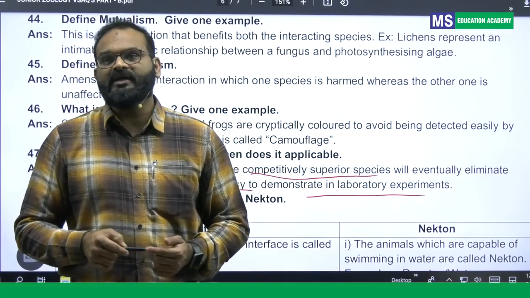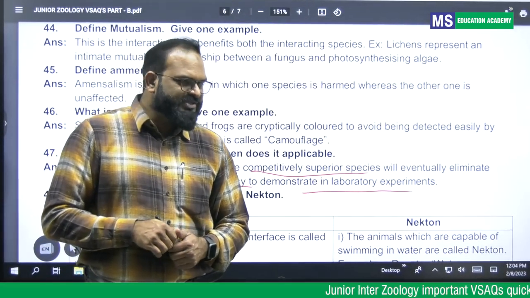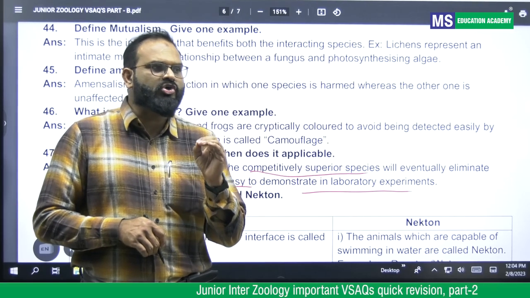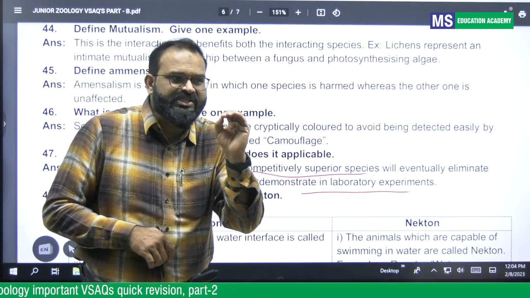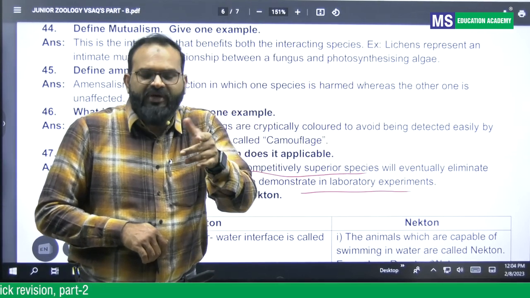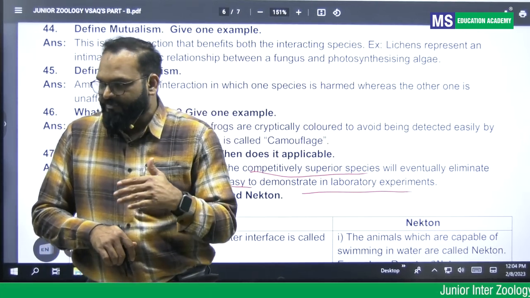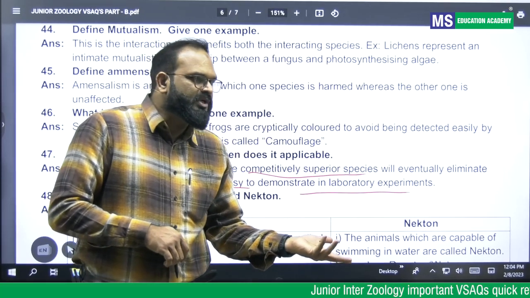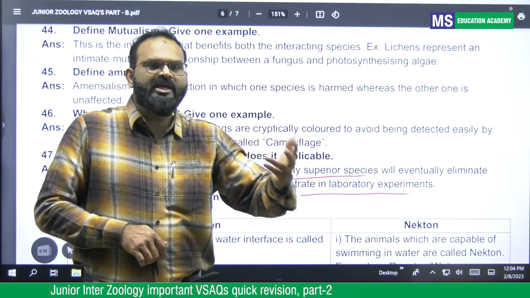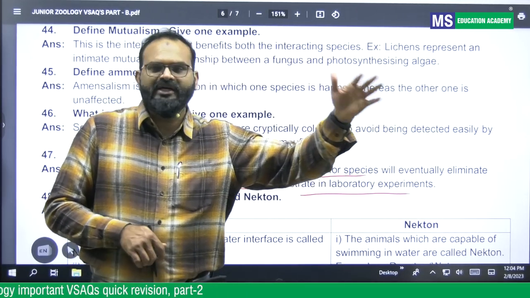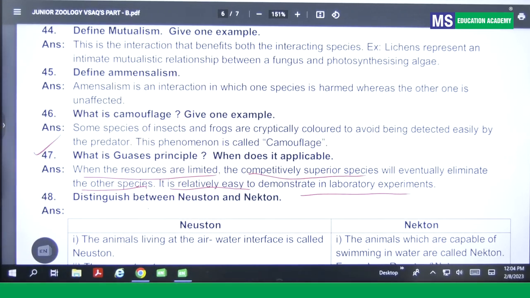The example given in textbooks, in academy books, and even in NEET books, is that the Abingdon tortoises of Galapagos Islands became extinct when goats were introduced. Goats are voracious grazers, and there was no food for these slow grazers, the Abingdon tortoises, and eventually they got eliminated and became extinct. So this is what is explained by Gause.